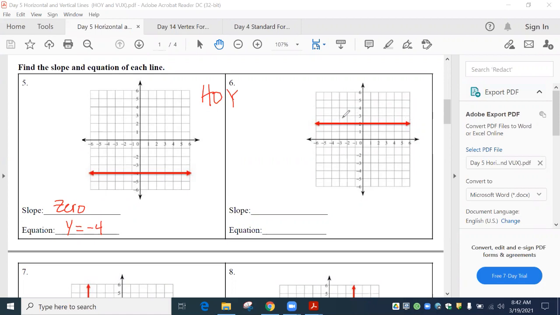Okay, so here's another one that's special because it's horizontal. Whether you say it's horizontal so it connects to HOY or it only crosses the Y-axis, either way, this is HOY. And the O in HOY stands for 0. And then the equation has to be just Y equals, it's not allowed to have any other letter. And then it crosses the Y-axis at 2, so it's Y equals 2.